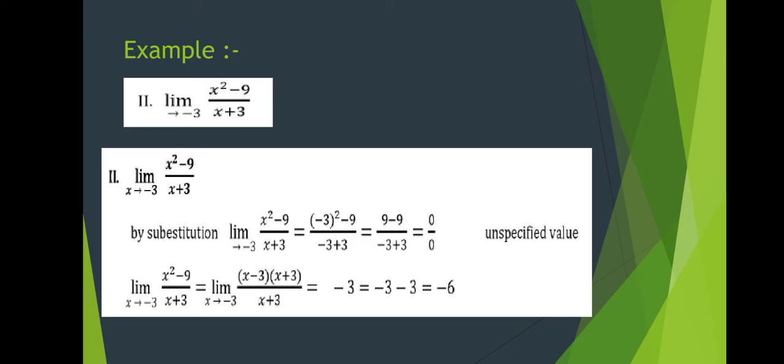If we have an unspecified value, then we must use another way: factorization, long division, conjugate, or formula to solve it. Here we can use what? Yes, factorization. x power 2 minus 9 over x plus 3. Factorize x power 2 minus 9 as x minus 3 times x plus 3 over x plus 3. Cancel x plus 3 with x plus 3, then we get x minus 3. Replacing x, we get negative 3 minus 3 equal negative 6.